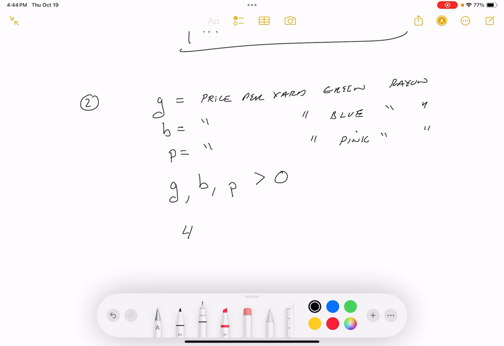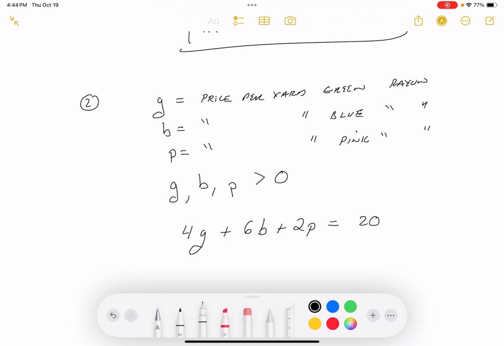So I'm going to say 4G. And I'm going to look up 6 yards of blue rayon, and 2 yards of pink. And it went on to say the total was $20. All right, so that's a given. So the first thing I write down is 4G plus 6B plus 2P is 20. I want to read the next sentence.